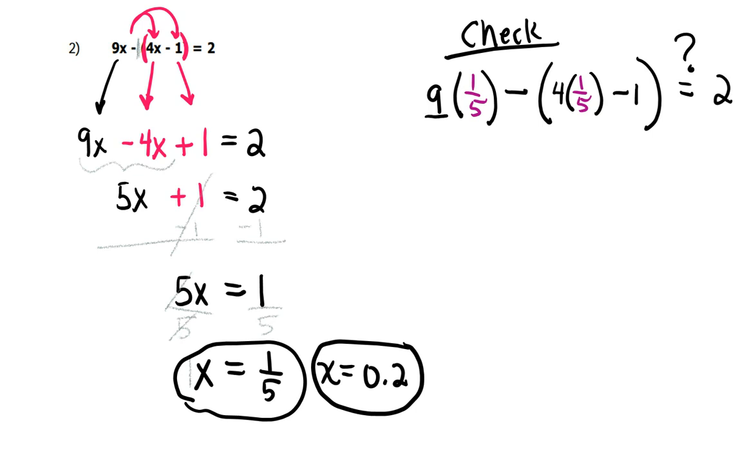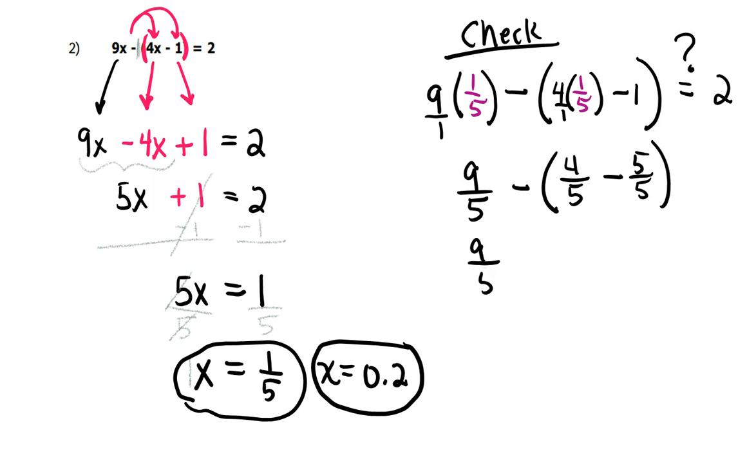Well, 9 is like a whole number, so it's the same as 9 over 1. And 9 over 1 times 1 over 5 would be 9/5. Minus 4 times 1/5. If you put that 4 over 1, that becomes 4/5. And 1 whole, I would write that as 5/5, so I can subtract it from the 4/5. And 4/5 minus 5/5 is a negative 1/5. But subtracting a negative is adding a positive. And 9/5 plus 1/5 is 10/5, and 10/5 is 2.